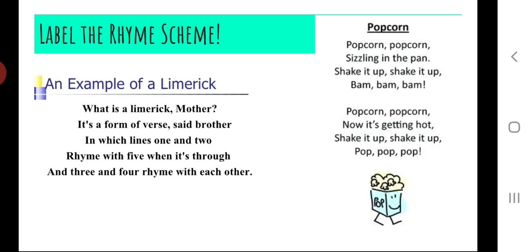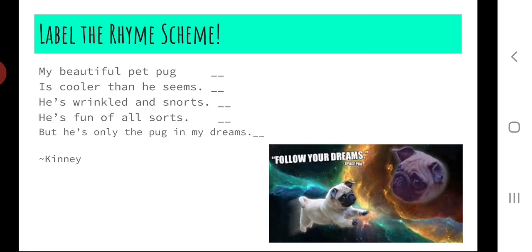So let's look through. Our first line is A. That makes mother A. Next line is brother. Brother rhymes with mother, so that means lines 1 and 2 rhyme. So that's AA. So the third line ends with 2, so that becomes B. The fourth line ends with through, that becomes B because it rhymes with 2. And the last one, other, becomes 1 or A. So the rhyme scheme for the limerick is A, A, B, B, A. And so that's how rhyme schemes work.